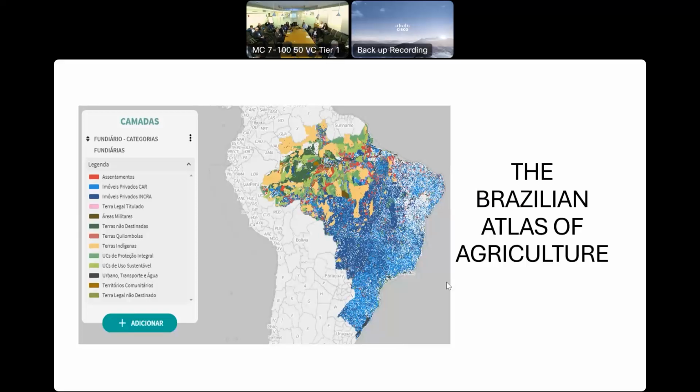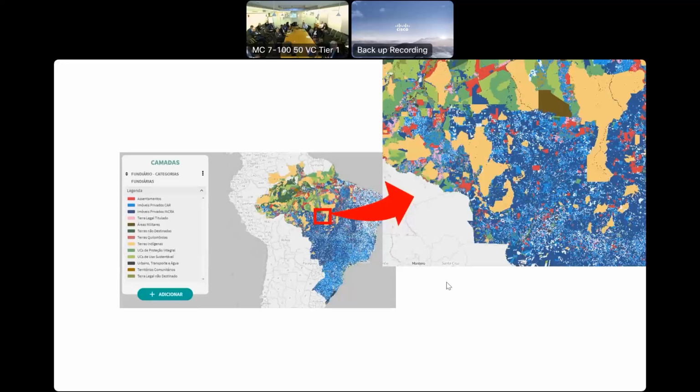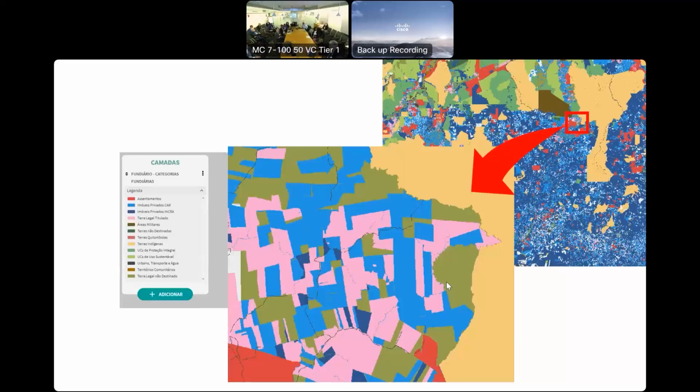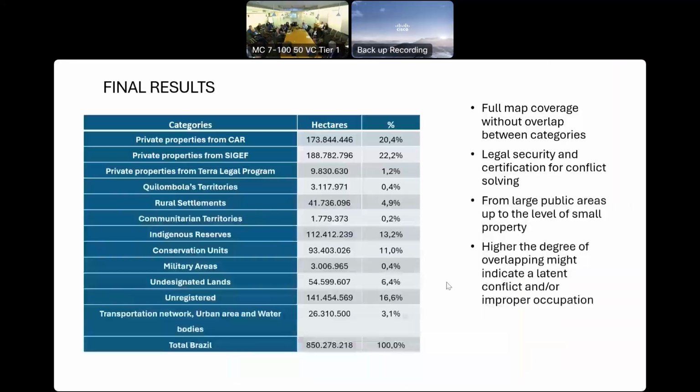So here we have, not a good map, but just for you to have an idea that we put everything in there and we know more or less where everything is in Brazil based on the information that exists. So that's what we did in 2017. We presented here in 2019, but people continue using CAR only, as if it was the whole show. With this atlas, you can zoom in and look at each region. We were talking about part of the Amazon region, and you can go even deeper and see how it all is linked.